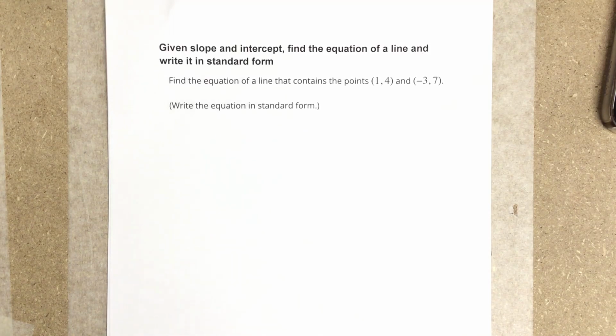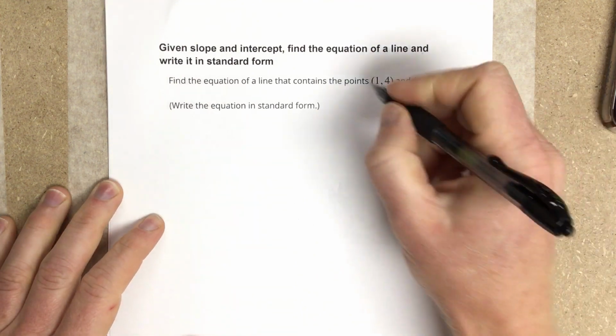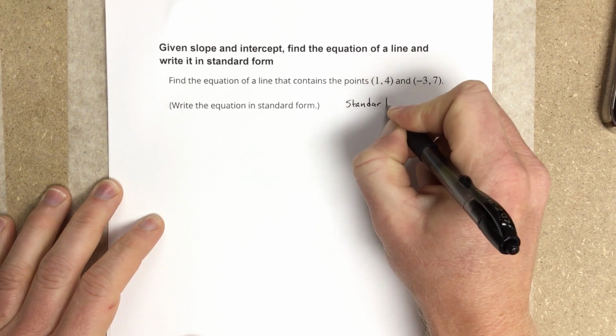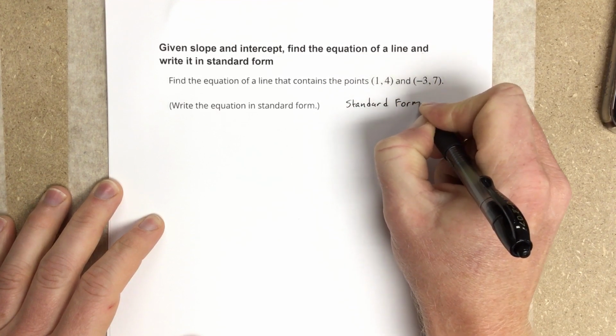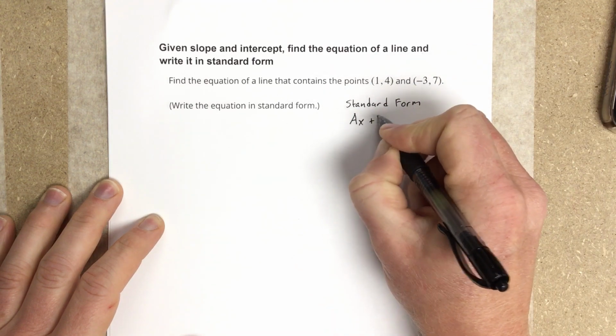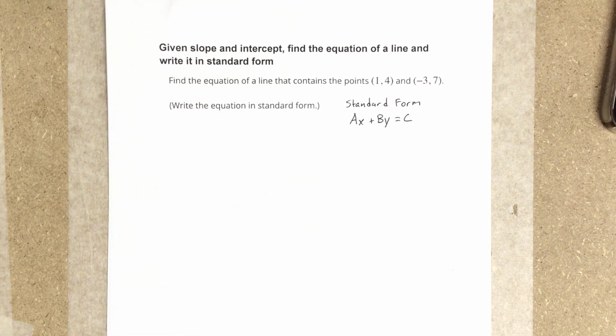In this video, we're going to find the equation of a line written in standard form when they give us the slope and the intercept. So what is standard form? Standard form is ax plus by equals c. That is standard form. So it's where x and y are on the same side. And obviously a, b, and c are just the coefficients.